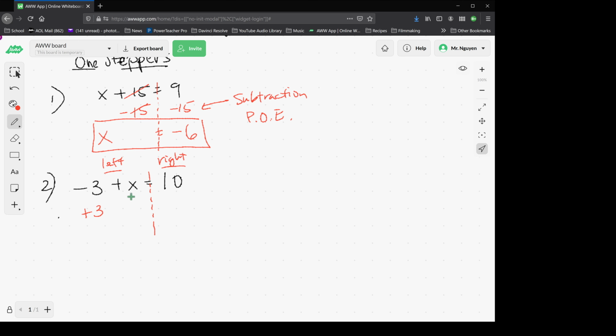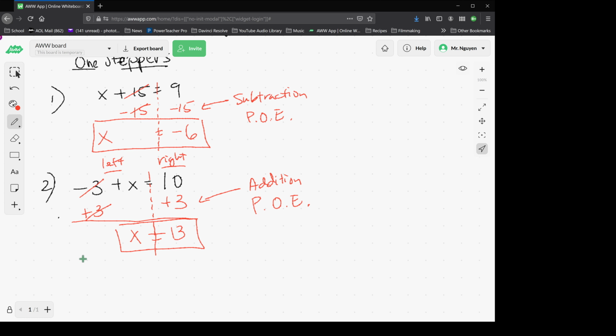And we want to get x by itself. So we need to get rid of the negative 3. So we want to isolate it. So we need to do the inverse operation and add 3 to both sides. This makes it go away because negative 3 plus 3 gives us 0. So we're left with just x on the left-hand side. And on the right-hand side, we have 13. And the property we just used is the addition property of equality.